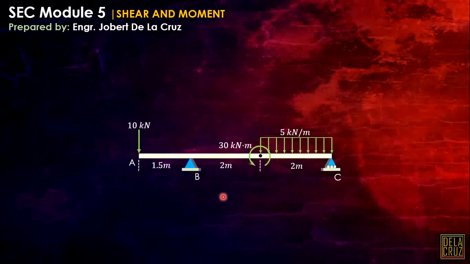Okay, let's have an example. First of all, we should calculate the reactions of B and C. As you can see, the support at B is a pin, so theoretically there is a horizontal reaction there. But as you can see in the loading, we have no horizontal external force. That's why I will just simplify this one to vertical reactions.